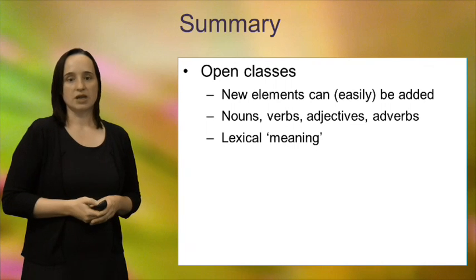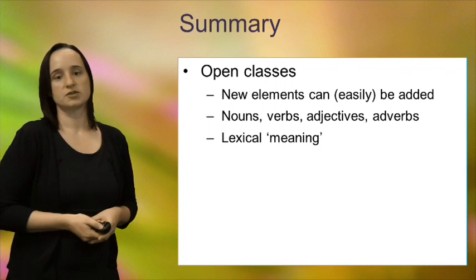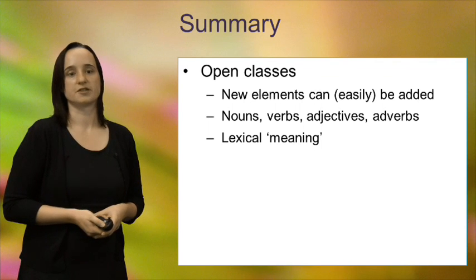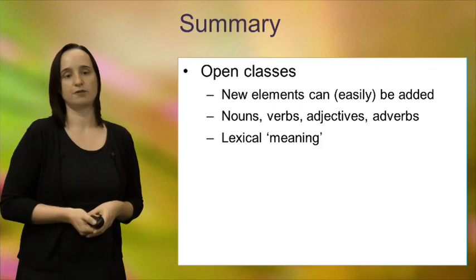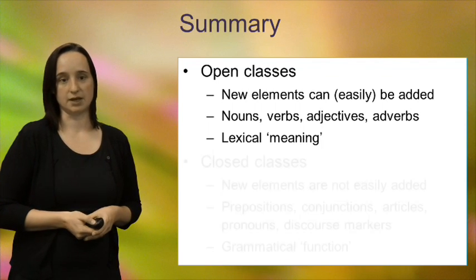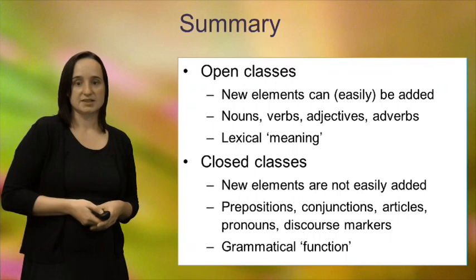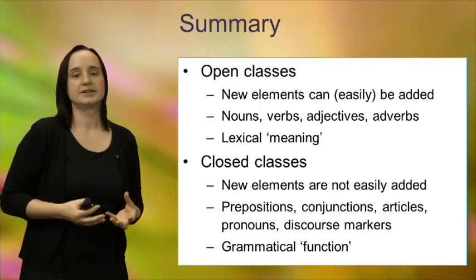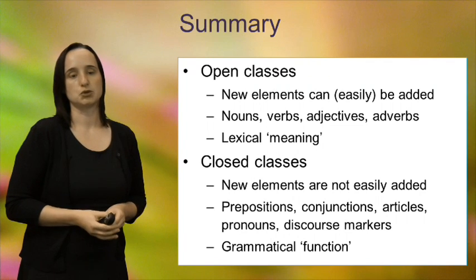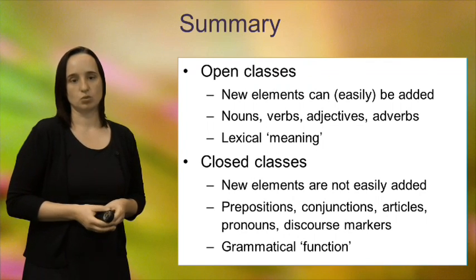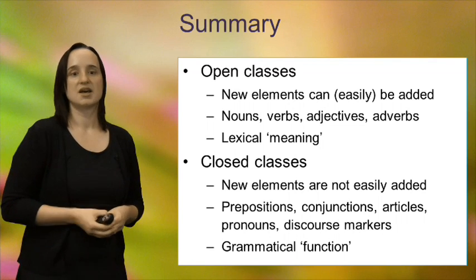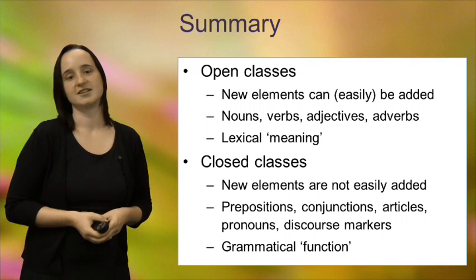Right, so summary, open classes are those to which we can add new elements very easily, and they usually consist of nouns, verbs, adjectives and adverbs. These elements that appear in open word classes have lexical meaning. And closed word classes are much more grammatical, they are much more difficult to add new elements to, and the word classes that we consider under this heading are usually prepositions, conjunctions, articles, pronouns and discourse markers.